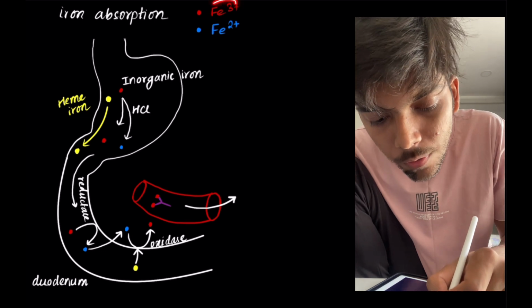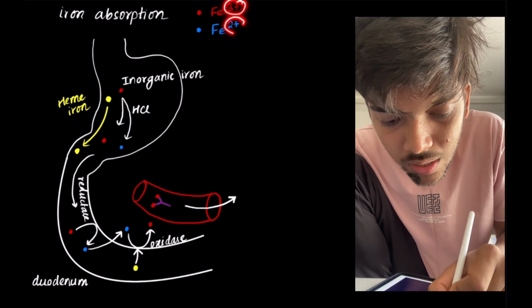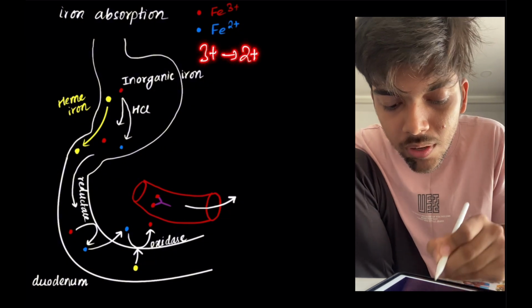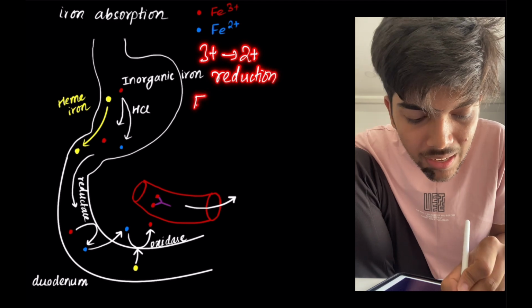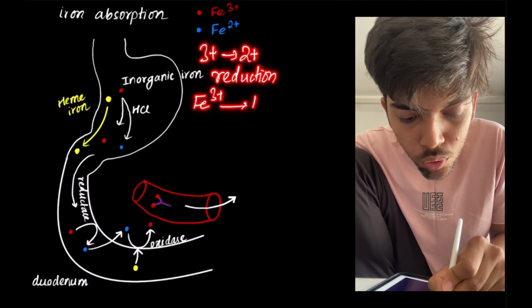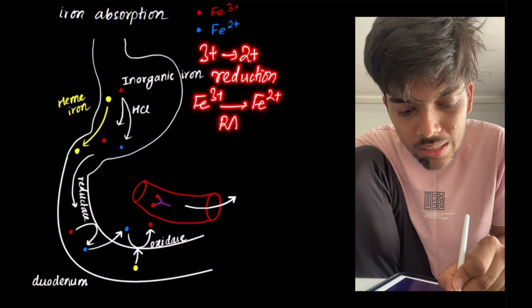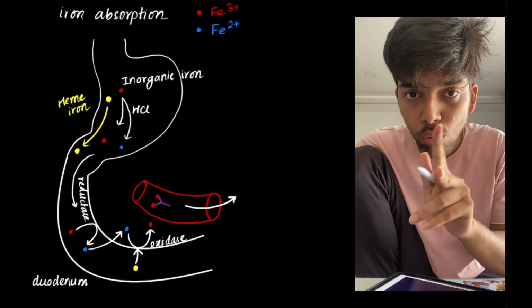So in order to convert ferric to ferrous, what should take place? See, there's your 3 plus oxidation number, here's your 2 plus oxidation number. So the oxidation number reduces from 3 plus to 2 plus, or reduction takes place. So ferric needs to be reduced to ferrous. This can be done either with the help of reducing agent or some enzymes which help in reduction. So there are two ways.